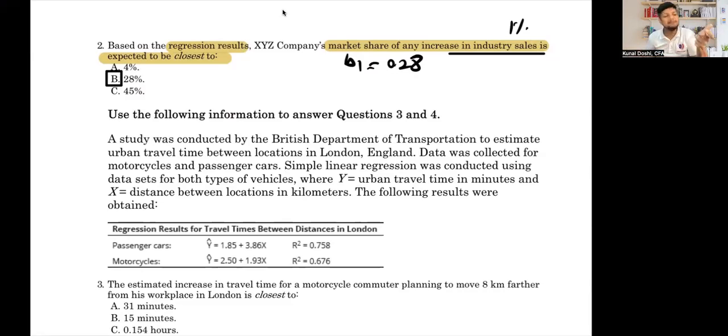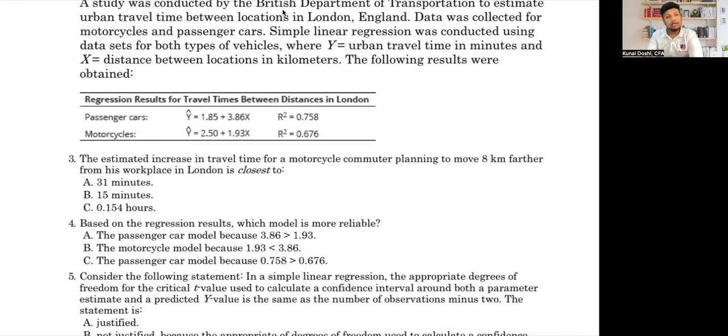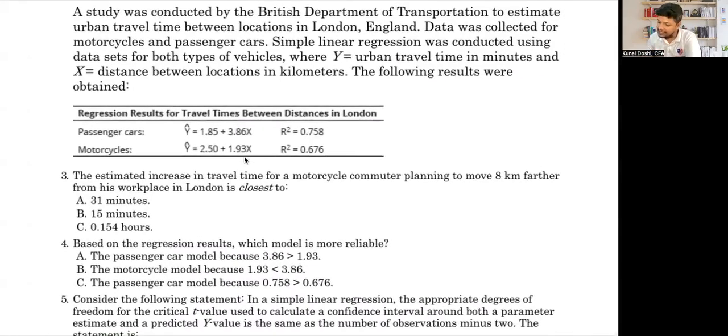That many times the share of the stock, or the market share of the sales of the company, will increase, because the beta is 0.28. Understood? If the beta was 1, then every $1 increase in the industry will help a $1 increase in the company, right? If it is 0.28, that means 28%, not 100%. Clear?